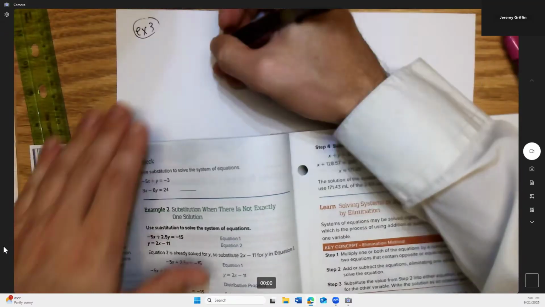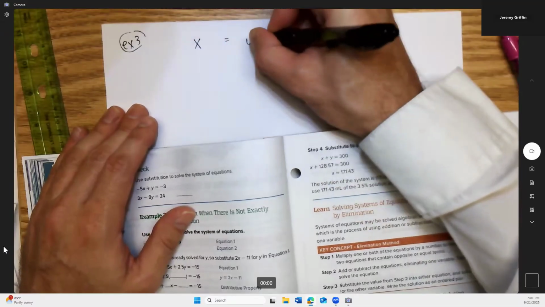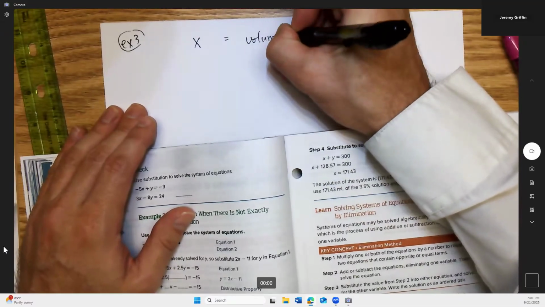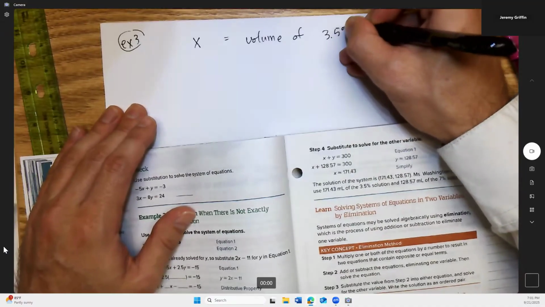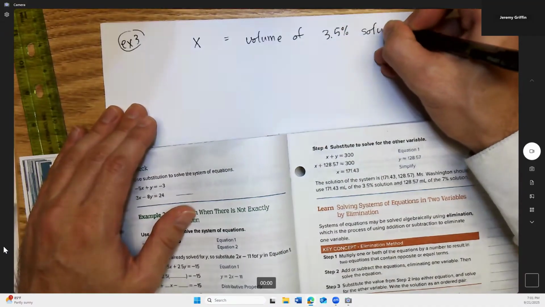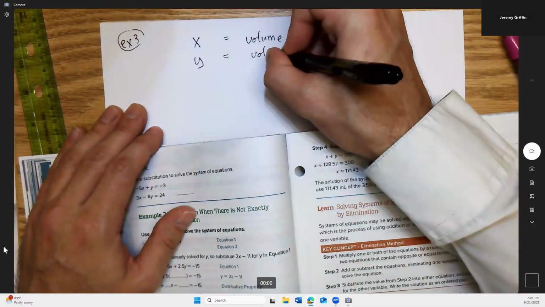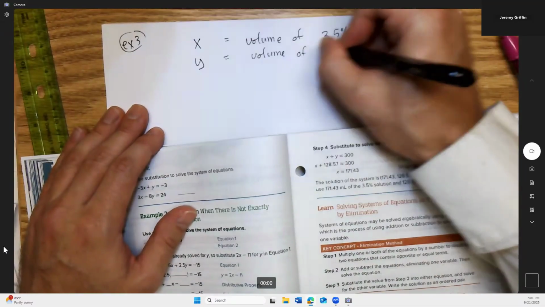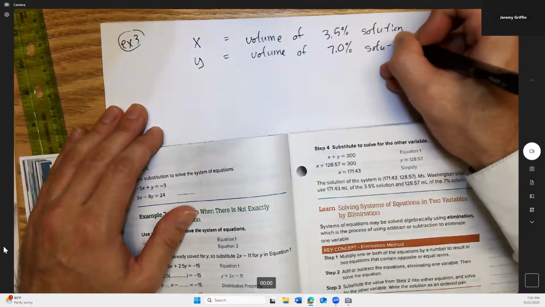Right, yeah, so 3. I'm going to call X equals the volume of the 3.5% solution. Okay. And I'll call Y the volume of the 7% solution.